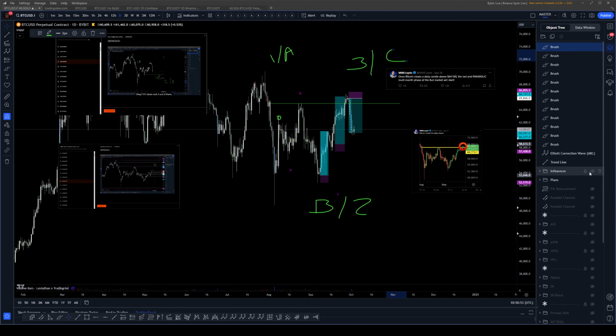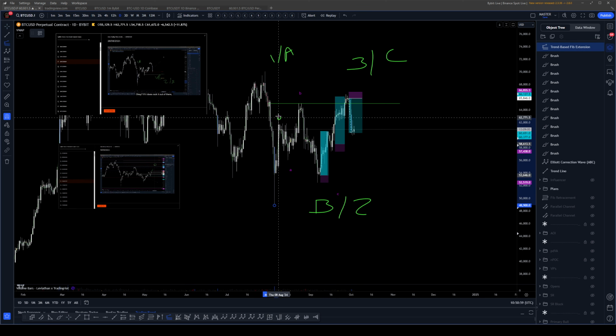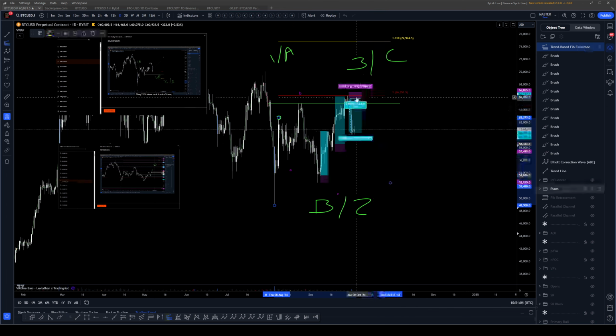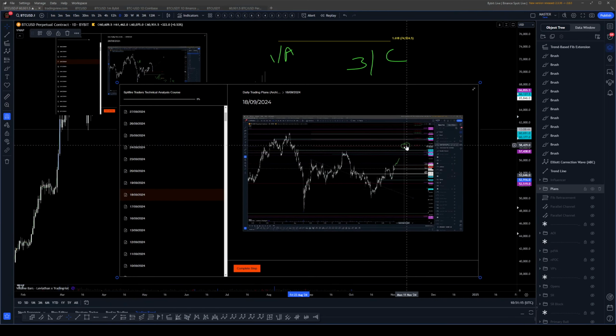Let's just hide this on there. So therefore, we do a fib extension from here up to the 1/A, down to the 2/B. And look at that, we're getting to the 1-to-1. This is exactly where we rejected from, 66k. This was the plan all along. This is what I was looking for, this 1-to-1 here.